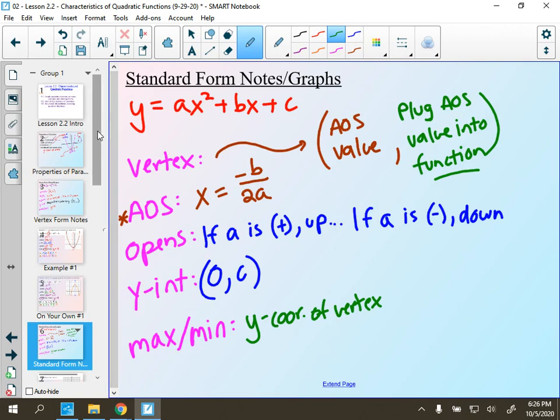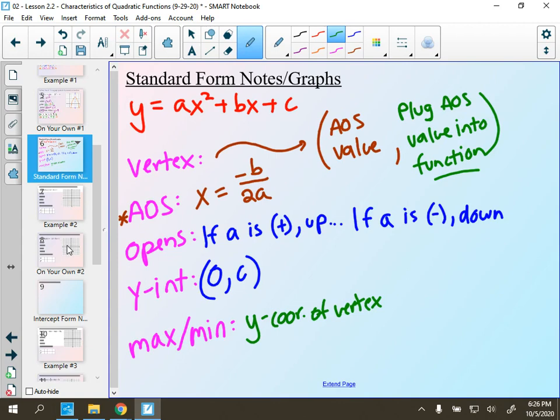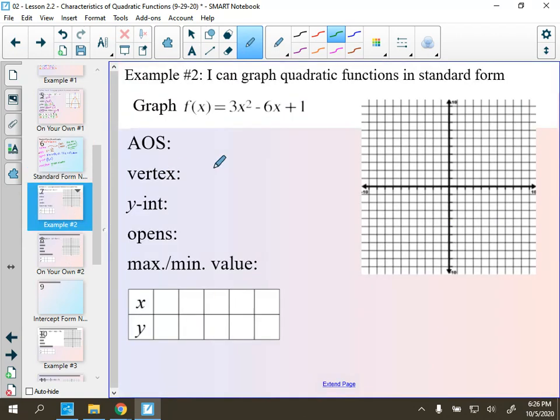All right, so same deal. We'll run through. I know we're kind of getting a little bit longer already. Let's do these next two graphs in class. That's where we would have broke our notes. We'd finish examples 2 and then on your own 2, and we would have broke after day 1. So let's get through these ones.